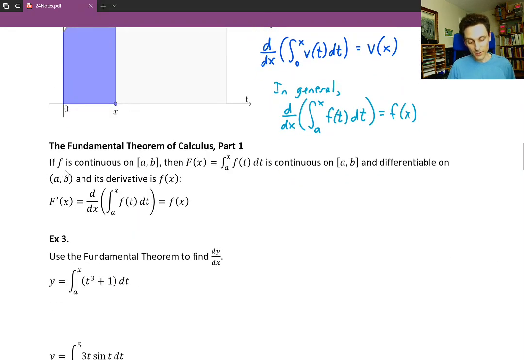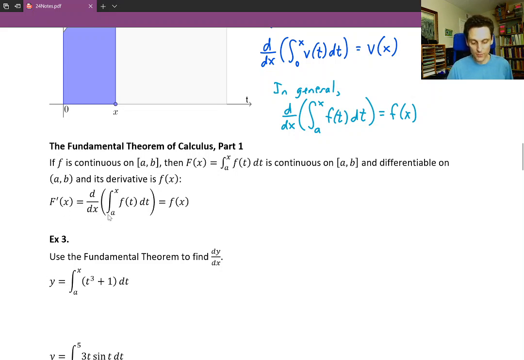It says if we've got a continuous function on a closed interval, and big F of x represents that area under the curve, so area under f from a to x, from t equals a to t equals x. So it's like the area so far function where x is a variable that you can change. So that function then would be continuous on the closed interval from a to b and differentiable on the open interval. And its derivative is little f of x.